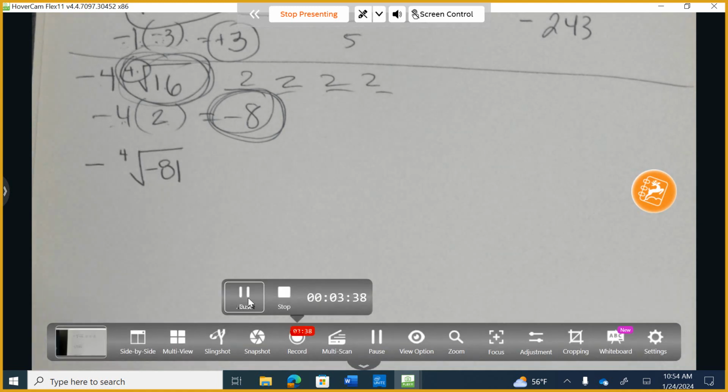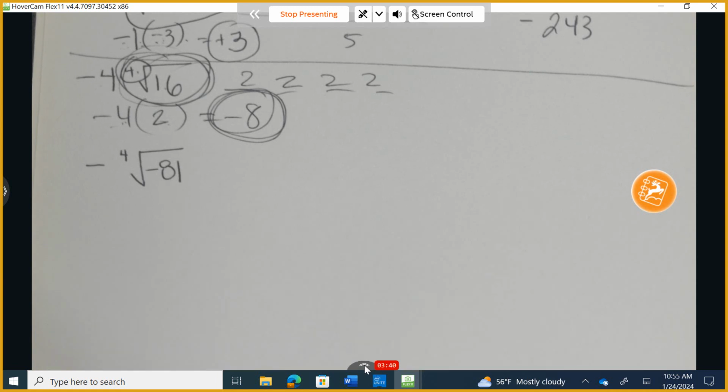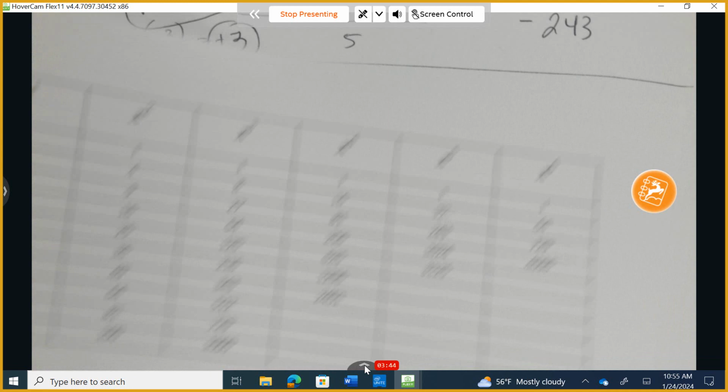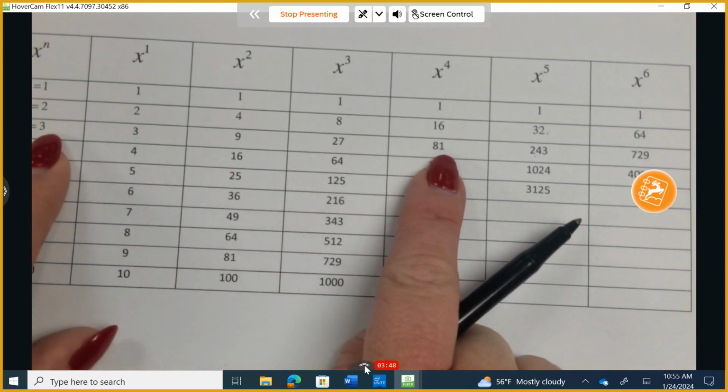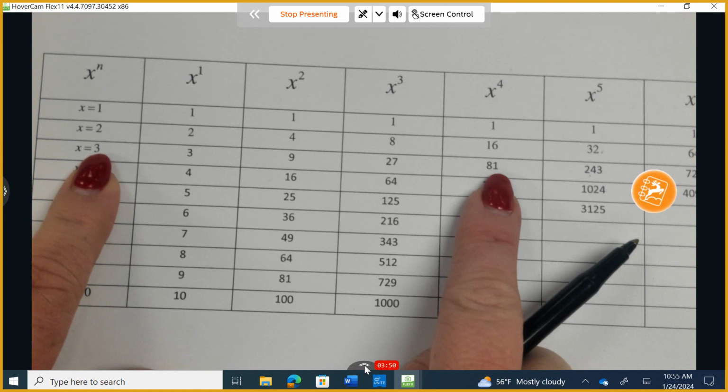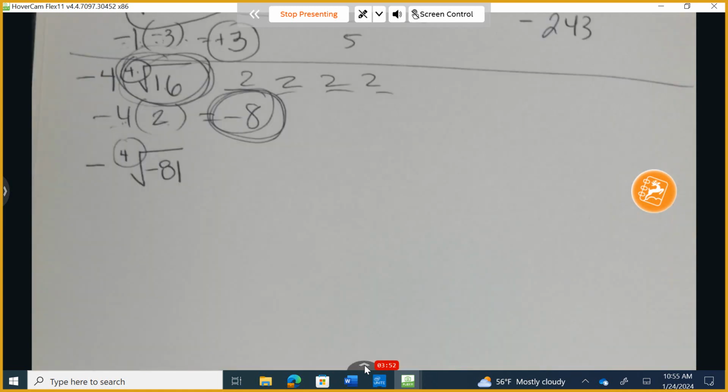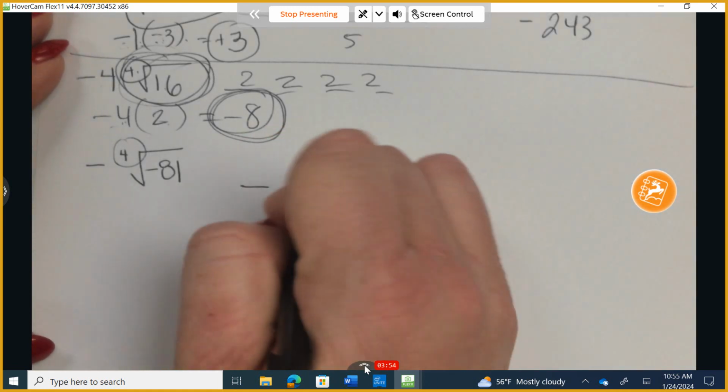Let's get started here. So this is a tricky one. I'm going to go into column 4, and I'm going to identify, is 81 there? Column 4, 81, great. What does this mean? I'm going to go off to the side. It means 3 times 3 times 3 times 3, 4 times, is 81. So I'm going to put that down: 3, 3, 3, and 3.